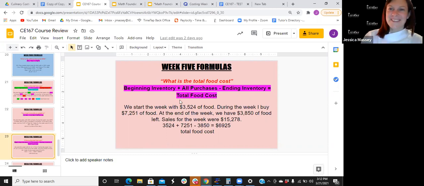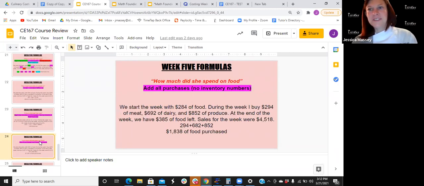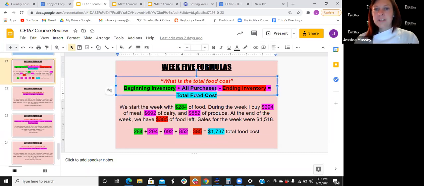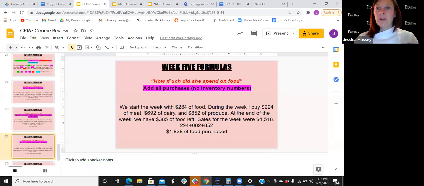Yeah, definitely. So again, your food cost, wait, we just did this one. That's the same equation, it just looks different. Anyway, moving on. How much did you spend on food? Again, this is all your purchases. Looking back at this master formula we were going through, all purchases were in purple. This equation is totaling up everything you spent money on for your food. So everything you bought throughout the week is a purchase.